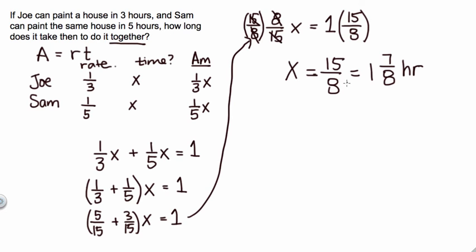Okay, so for them to paint a house separately, it takes Joe 3 hours and Sam 5 hours. But if they work together, it'll only take 1 and 7/8 hours to complete the house.